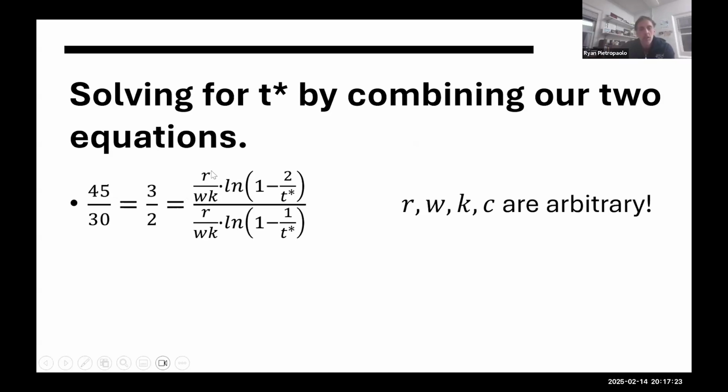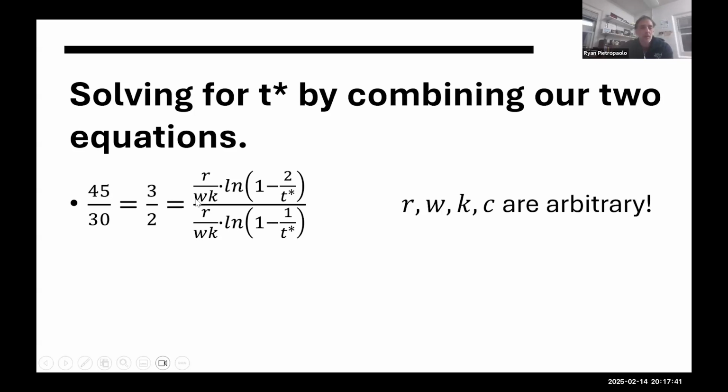We will in a second, but you notice the C is gone. That's not even in the problem anymore. The R, W, and K, those all cancel out. Those are all arbitrary, right? R is the rate at which we're plowing the snow. That's arbitrary. That could be a really large rate or a small rate.